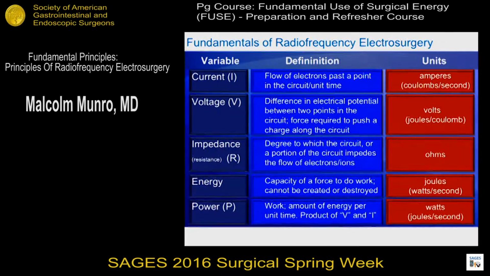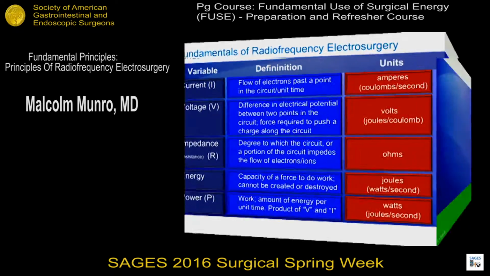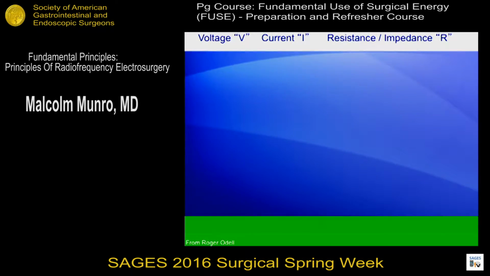Energy is the capacity of a force to do work, and it's measured in joules. And power is the work or energy per unit time. So power, what again is on most of the North American generator faces, is the product of voltage and current, and that's measured in watts. So if you alter power, you may be altering either or both voltage and current. So let's try to understand these relationships.